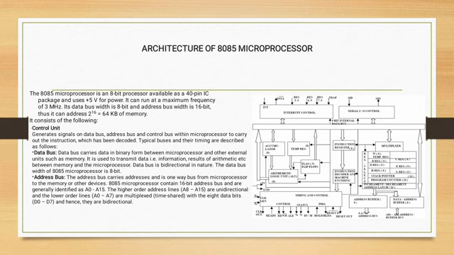Next is the instruction register. The instruction register holds the opcode, or operational code, of the instruction which is being decoded or executed. Then the temporary register, which is also an 8-bit register. It is associated with the ALU and it holds the data during arithmetical and logical operations. Thank you.